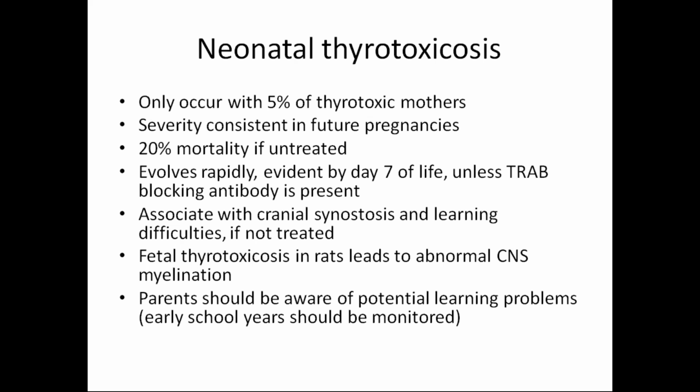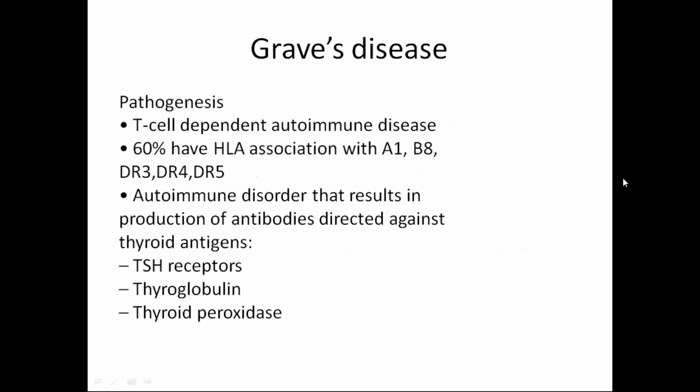thyrotoxicosis in rats produces abnormal myelination, and we are thinking that this may also be present in case of humans also. Okay, parents should be aware of the potential learning problems. Just tell them that in the future the child may have low grades in school, so that parents are aware there is a problem, and there will be learning disabilities. You can't expect A's in case of such hyperthyroxicosis kids.